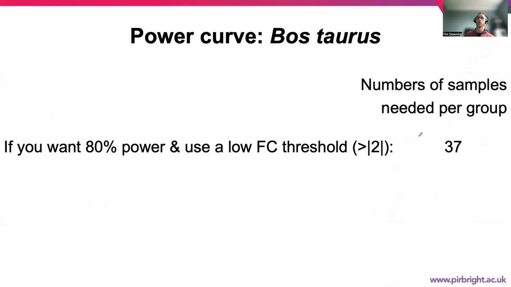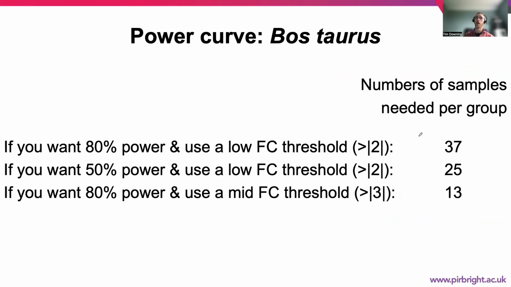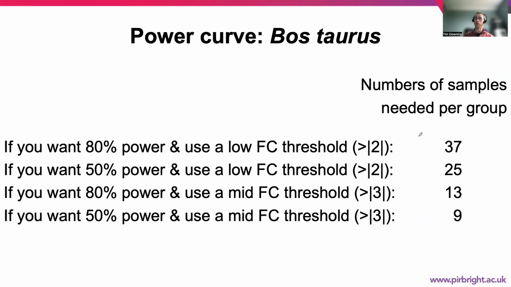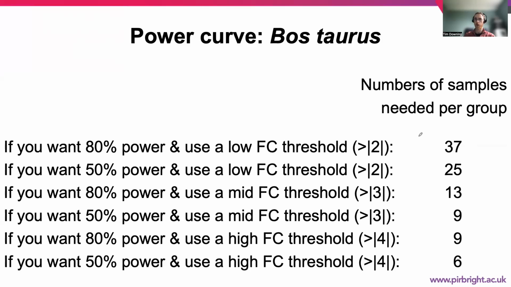For Scrofa, this is the summary of the numbers needed. If we use 80% power and we want a fold change threshold of 2, we need 37 per group. For 50% power, that drops to 25. A fold change threshold of 3, that drops to 13 for 80% power. For 50% power, that drops to 9. For 80% power with a fold change threshold of 4, that's 9. For 50% power, that drops to 6.